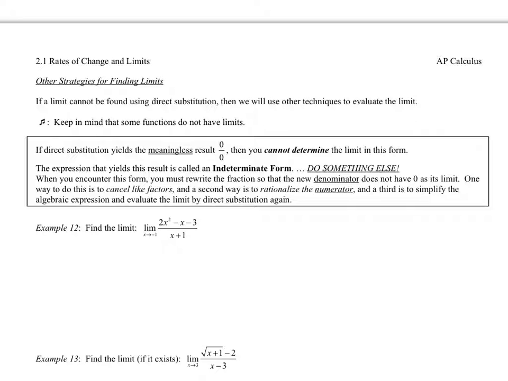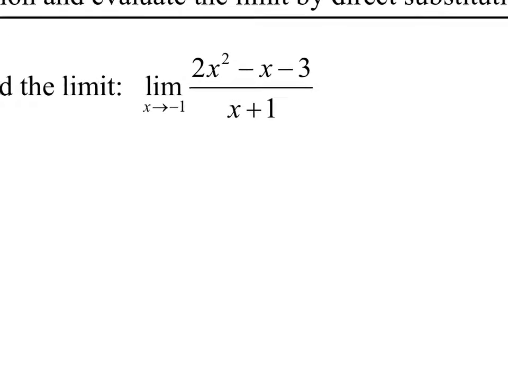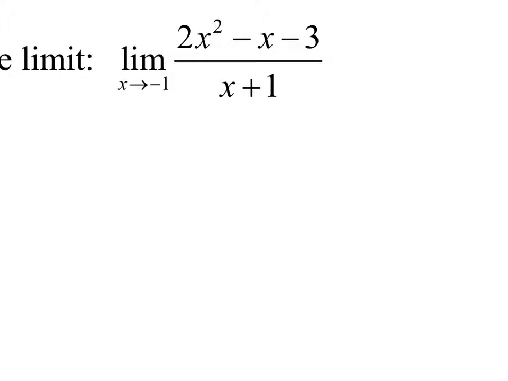So find the limit as x goes to negative 1 of 2x squared minus x minus 3 divided by x plus 1. So you plug in the negative 1.